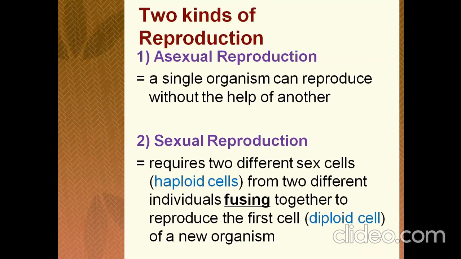requires two different sex cells from two different individuals, and their fusion. Those two haploid cells will fuse, and that will form a diploid cell. That diploid cell is actually a zygote. That zygote will then start mitotic division, and they will produce a new organism, right? Now remember, sexual reproduction requires two different individuals, but it is not compulsory.